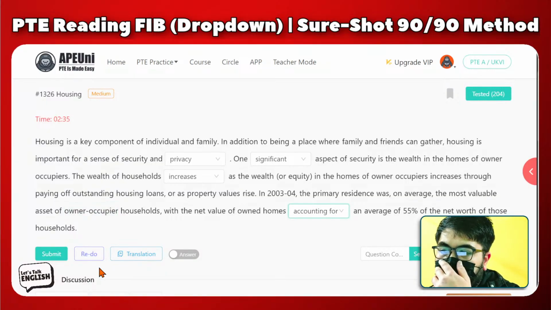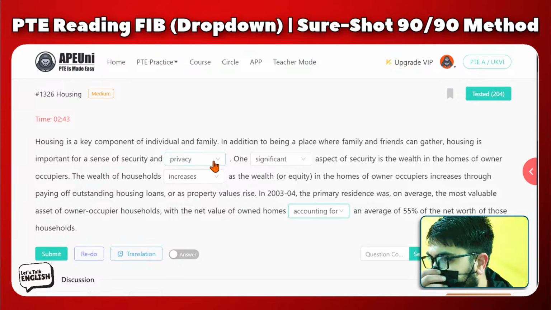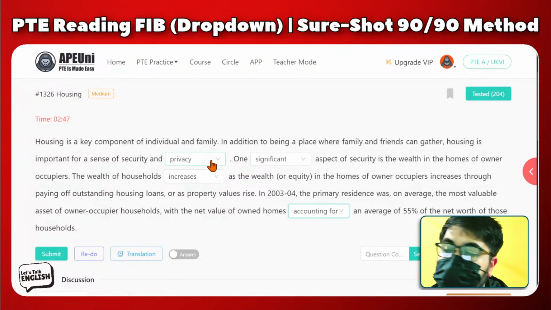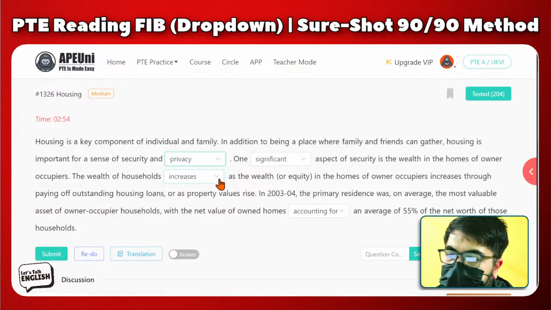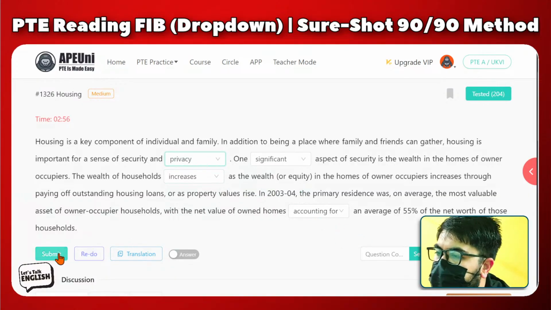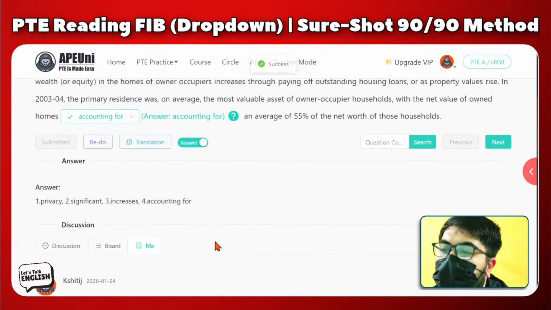Acha, one very small thing, right? A lot of times I've seen good candidates get into trouble. Why? Because they had chosen something, right? And they by any chance selected something else because the mouse was completely new. The environment is also new. So privacy, yes, significant, yes, increases, yes, and accounting for, yes. Let's hit the submit button. 4 out of 4, all answers correct.